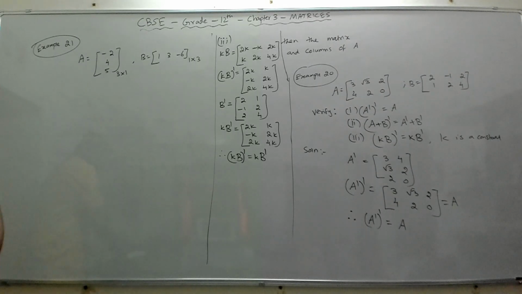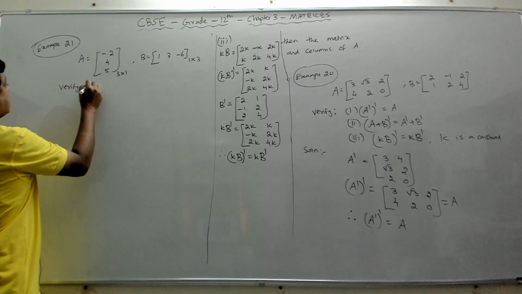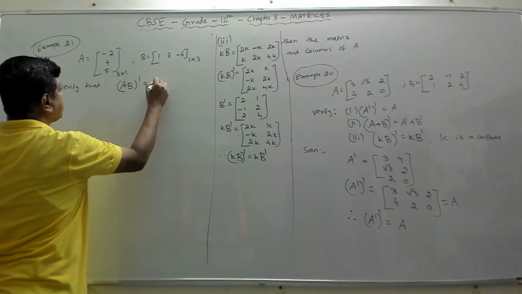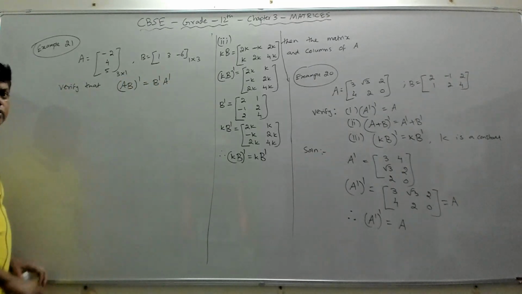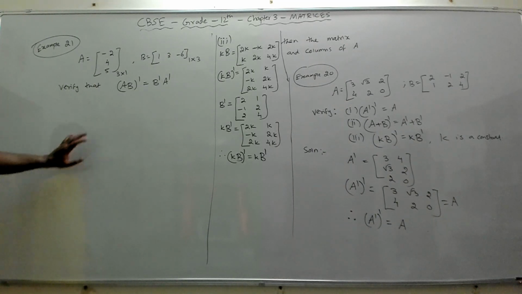Now we have to verify that, so what do we have to verify? Verify that AB the whole transpose equal to B transpose into A transpose. We have to show this. We have to prove that AB the whole transpose equal to B transpose into A transpose.